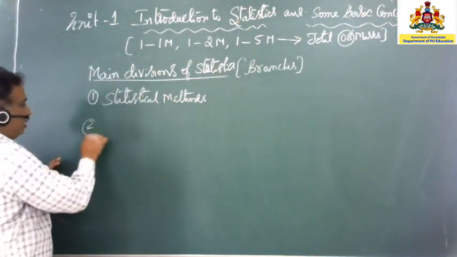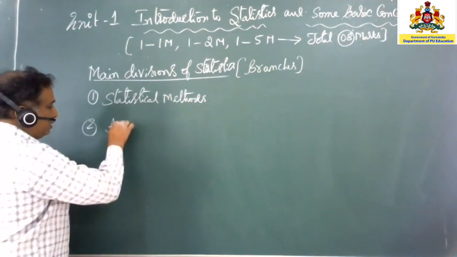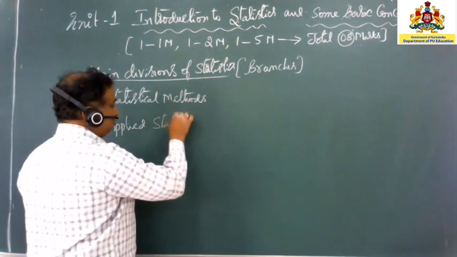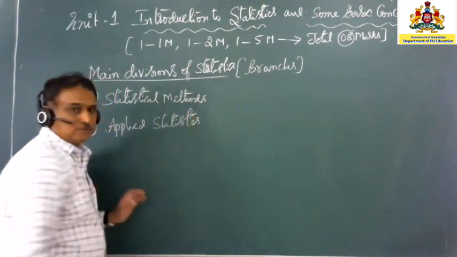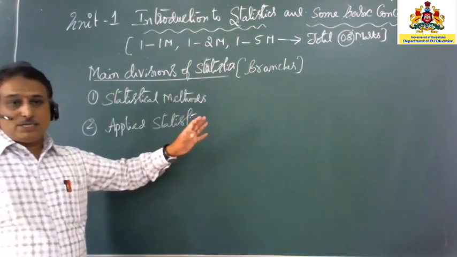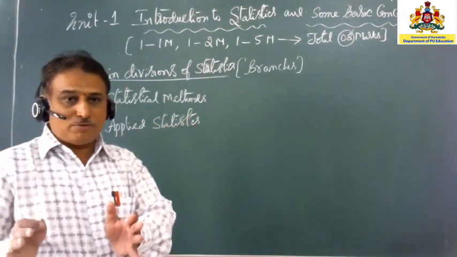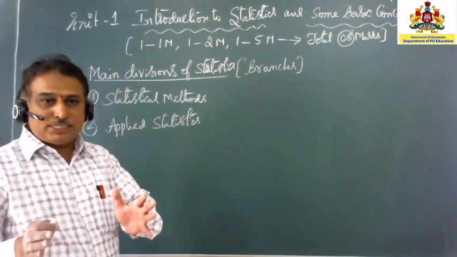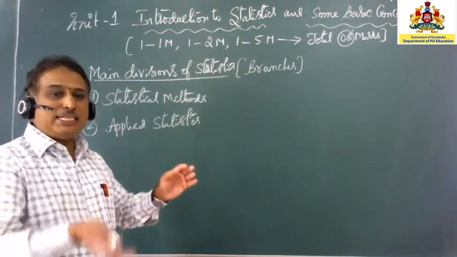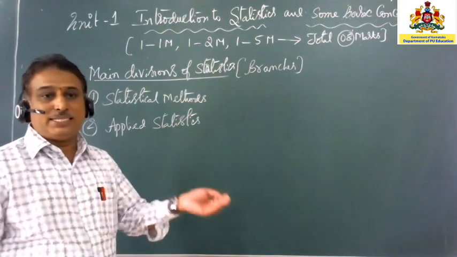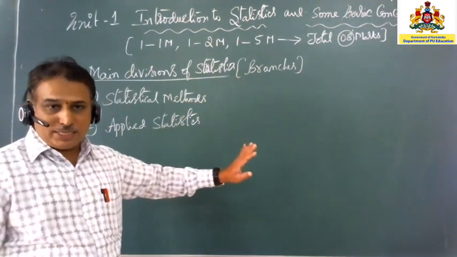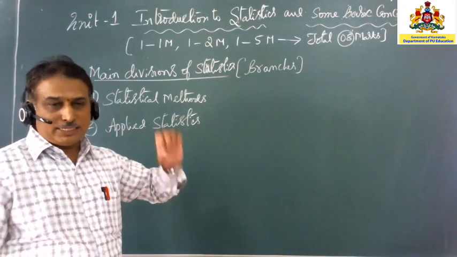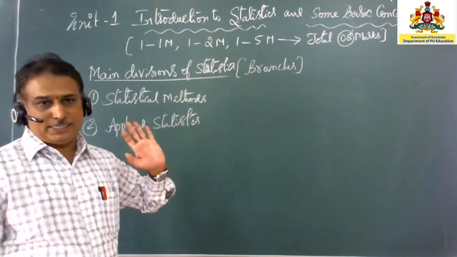Next, number 2 is applied statistics. Here, whatever procedure you are following in the statistical methods, the same procedure you are applying in the other subjects. That means other than the statistics subject, you are applying the statistical methods techniques. That is applied statistics.